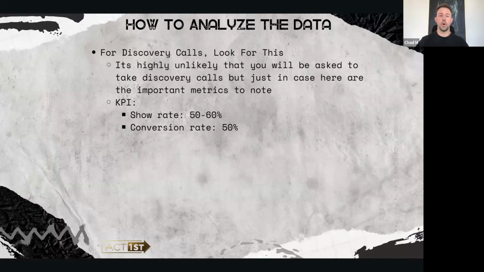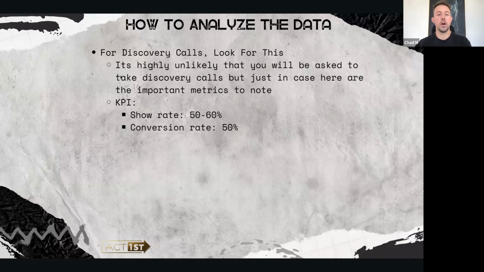All right, in this lesson, we're going to be breaking down how to analyze the data. More specifically, we're going to talk about the data points that matter to you as a high ticket closer, the KPIs that are associated with each of those data points, and then how to actually improve those data points if you notice that they are low.